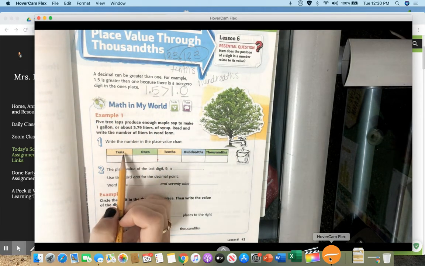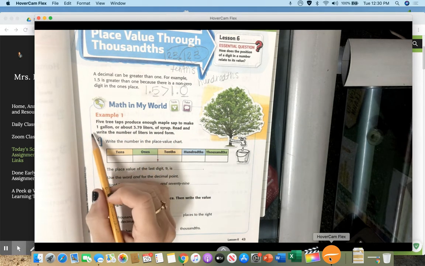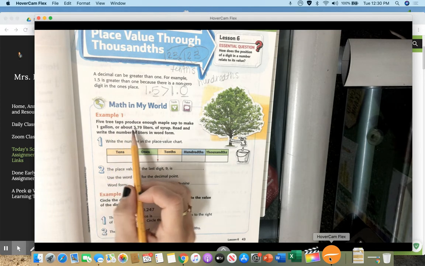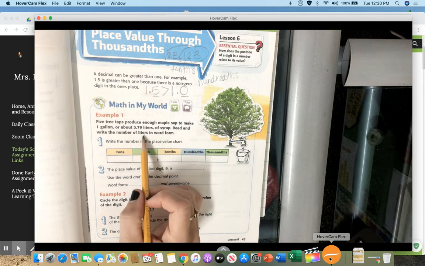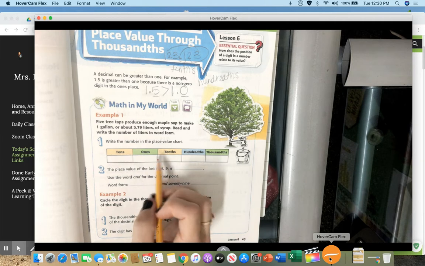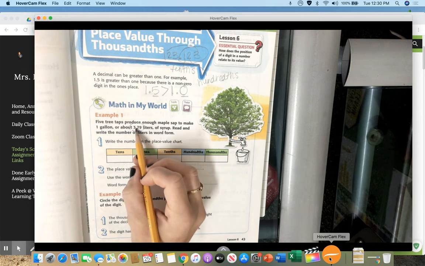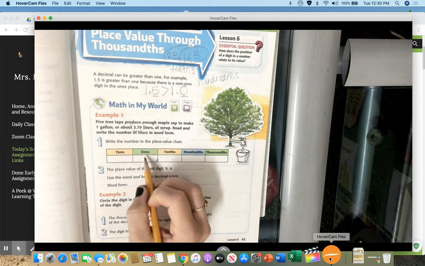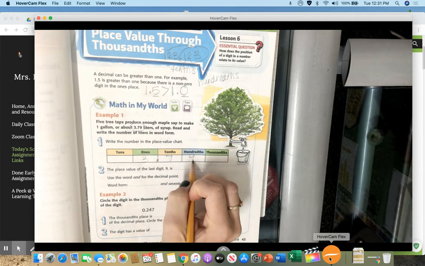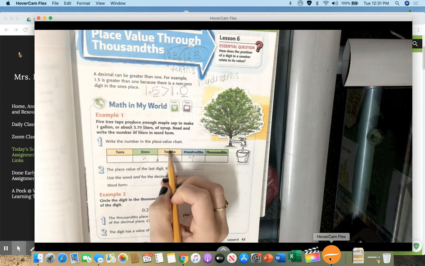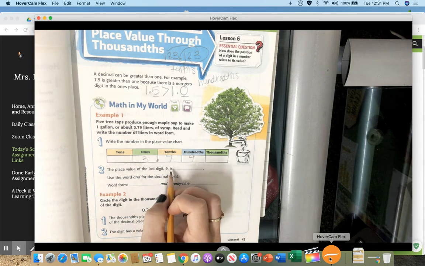Okay, let's do this example. 5 tree taps produce enough maple sap to make 1 gallon, or about 3.79 liters of syrup. Read and write the number of liters in word form. First, write the number in the chart. So we're going to match 3.79 and put it in the proper spot. Always start with the decimal, which is right here. To the left of the decimal, there's a 3, right? And then to the right, it goes 7 and then 9. So I have a 3 in the ones place, a 7 in the tenths place, and a 9 in the hundredths. The place value of the last digit 9 is what?